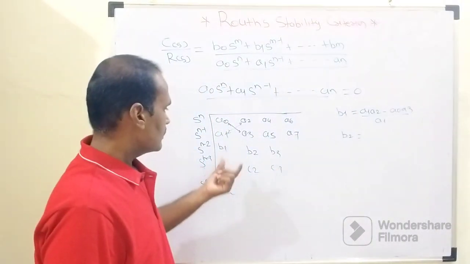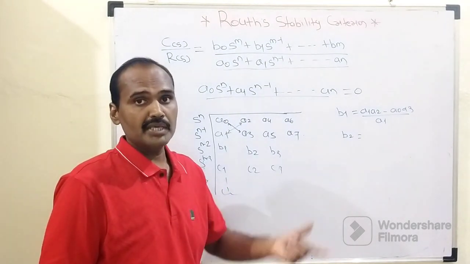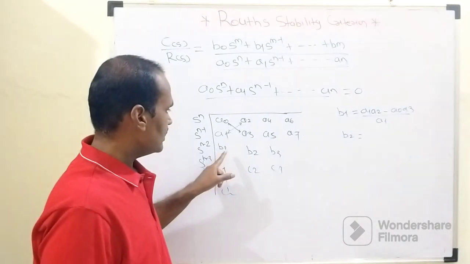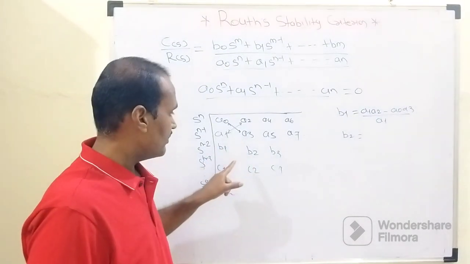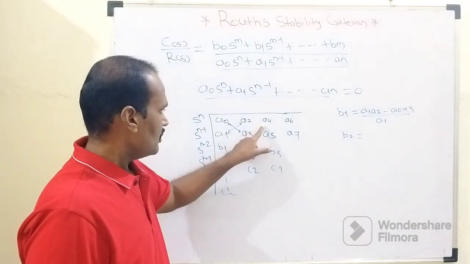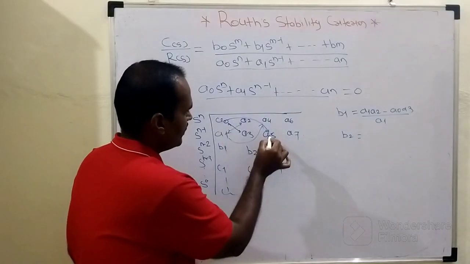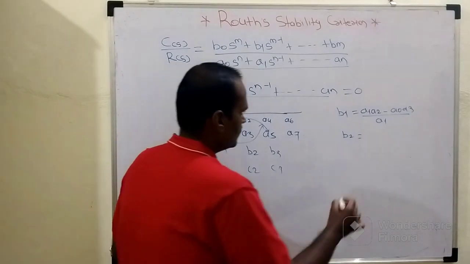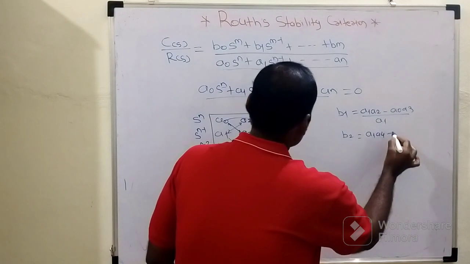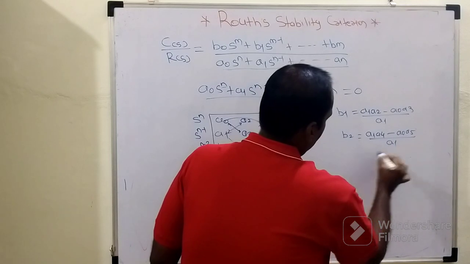Similarly B2. As I told you earlier, B1, B2, B3 belong to row number 3, so the first two rows are being used in order to determine these three elements. So B2 equals, in the same way in which we tabulated B1, A1 times A4 minus A0 times A5, divided by A1. In this way, by doing such a cross multiplication, it will become A1 times A4 minus A0 times A5 divided by A1.